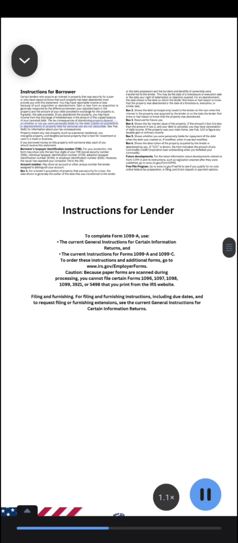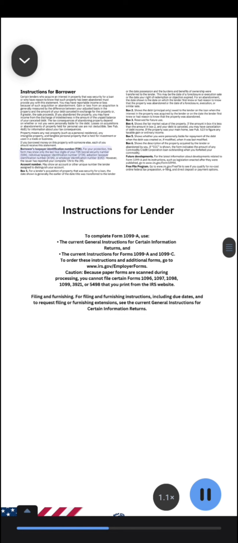Losses on acquisitions or abandonments of property held for personal use are not deductible. See Pub. 4681 for information about your tax consequences. Property means any real property, such as a personal residence, any intangible property, and tangible personal property that is held for investment or used in a trade or business. If you borrowed money on this property with someone else, each of you should receive this statement.